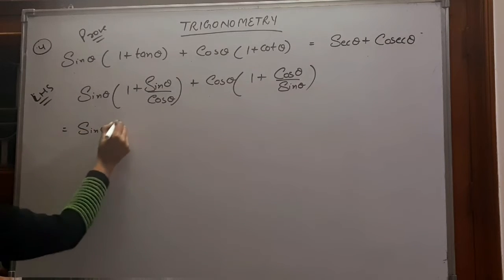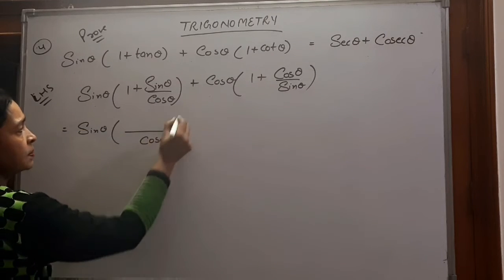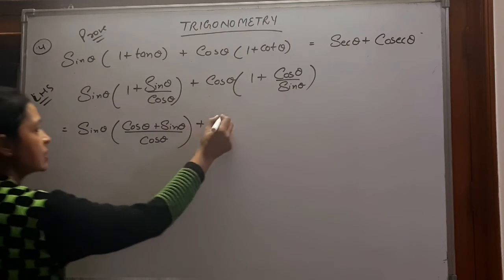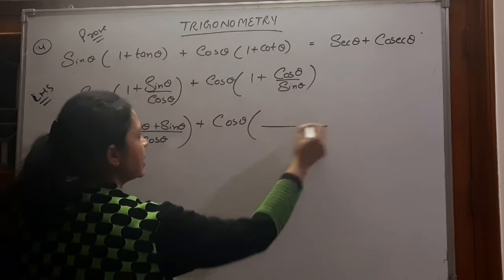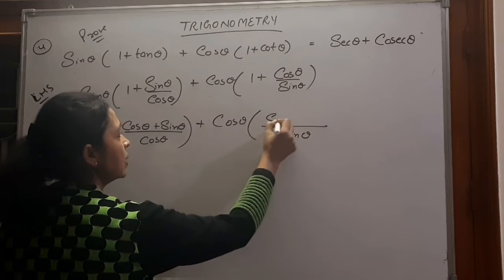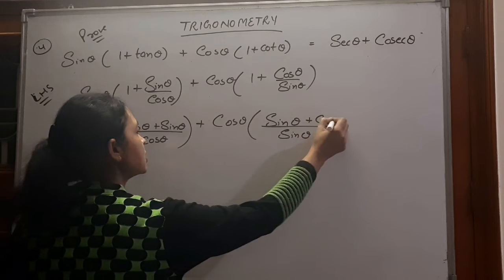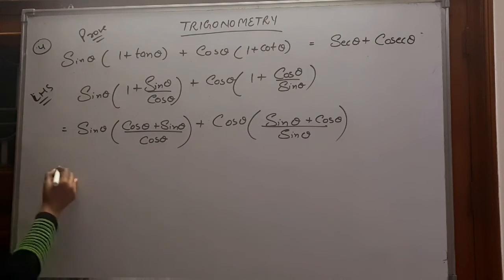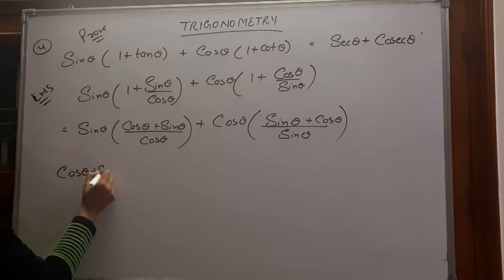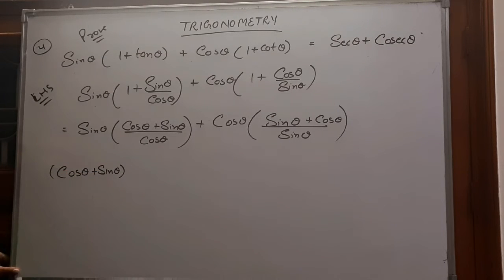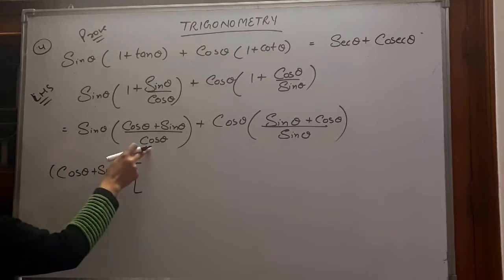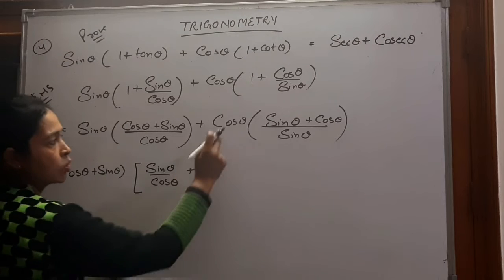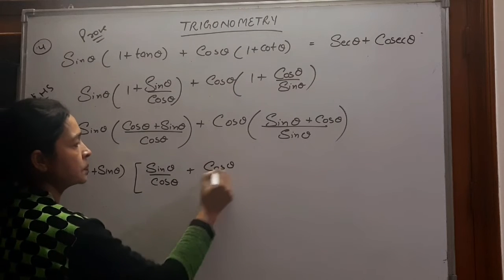We have sin theta, taking LCM, cos theta is LCM. We have cos theta plus sin theta, plus cos theta, LCM is sin theta. Here we have sin theta plus cos theta. Now, what is common in these two terms? Cos theta plus sin theta is common in both these terms. What is left? Sin theta upon cos theta plus cos theta upon sin theta.